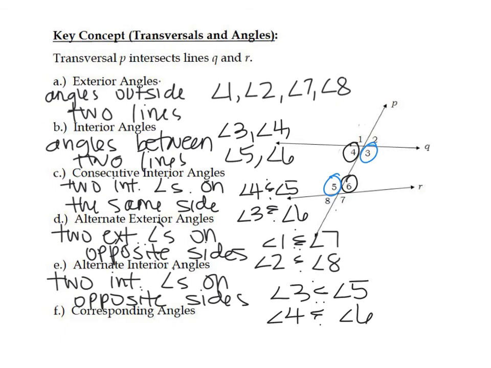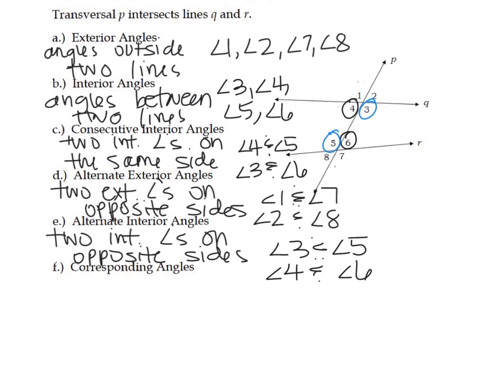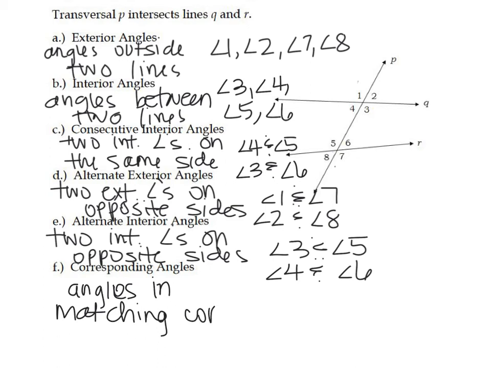And then our last definition is corresponding angles. And corresponding angles are angles in matching corners. So it doesn't actually have the transversal part. It's just angles in matching corners. So what that means is if I see angle 2, its angle in its matching corner would be on the opposite line, angle 6.